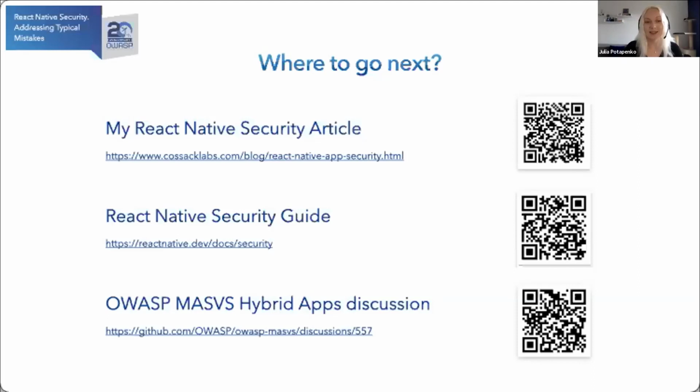And the third link is for OWASP MASVS. As I mentioned, it does not have a chapter or recommendations for hybrid applications. But there is an ongoing discussion, and feel free to join it. We'll be glad to hear your thoughts. How do you use MASVS for React Native applications? What are your suggestions? Please feel free to share your thoughts.